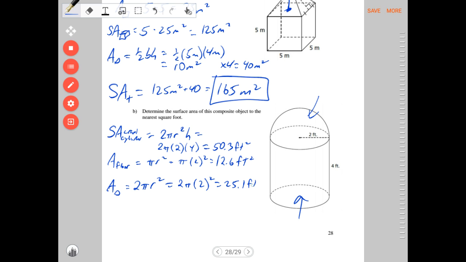so the lateral surface area of the hemisphere is 25.1 square feet. And then the surface area total just adds all those up. To the nearest square foot, that is 50.3 plus 12.6 plus 25.1, and to the nearest foot, we get 88 square feet.